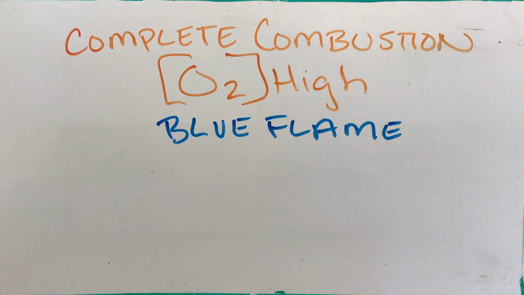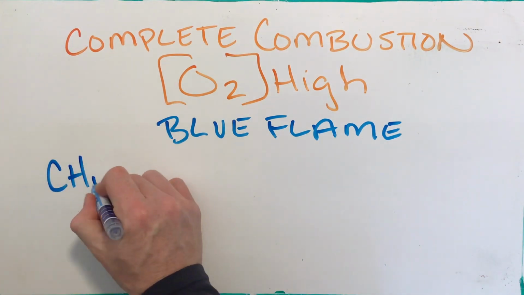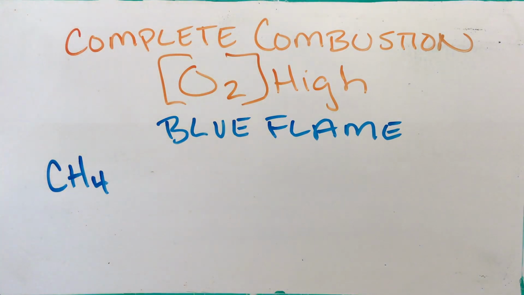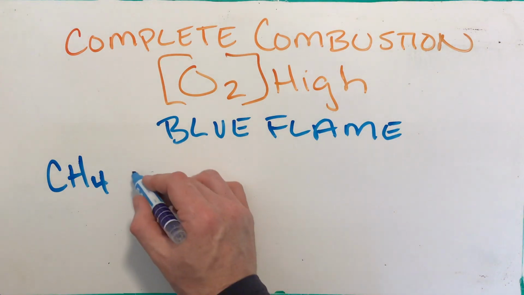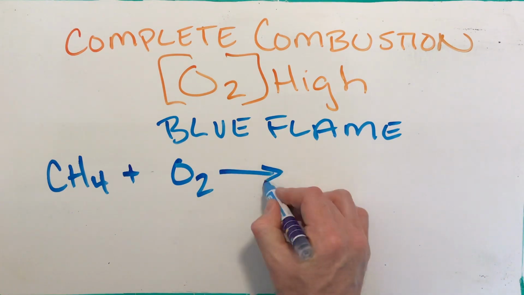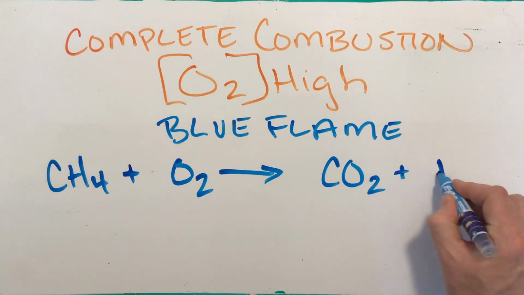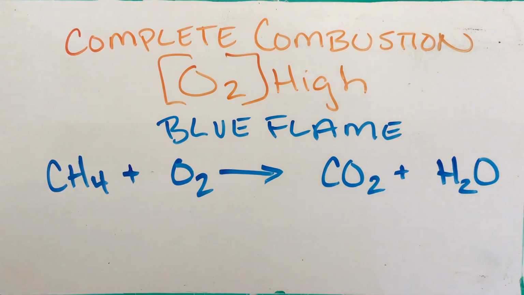So our first example is going to be a very simple hydrocarbon called methane. Methane is as easy as it gets for a hydrocarbon. It's just CH4, only one carbon in there. And it combines with oxygen. And of course, we're going to get CO2 and H2O.